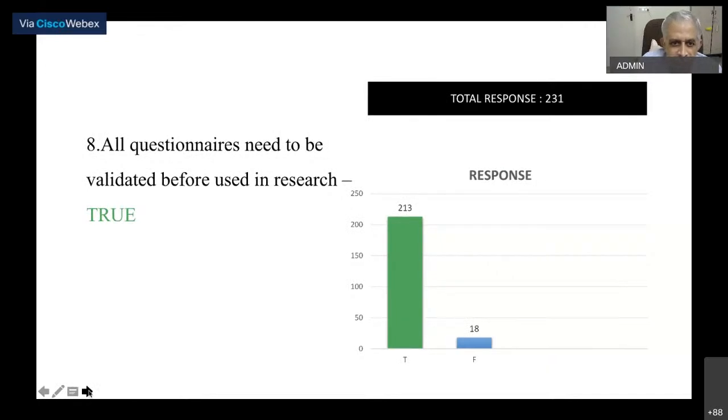All questionnaires need to be validated before being used in a research test. We had a session on the questionnaire yesterday. It has to be validated because sometimes it was made in another country or another place, the language may be different, the population may be different, or you might make a new questionnaire which needs to be validated before administering. What questions you put determines what answers you will get, and unless you validate it, it may not be true. Even after that, mistakes can occur. I think the majority of the people have given the correct answer. Very good. Next.